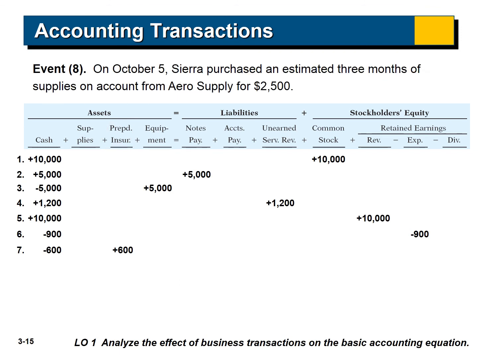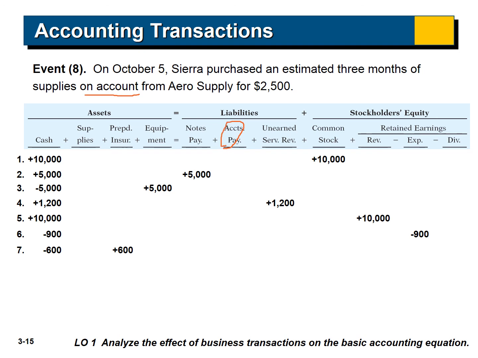Number 8, Sierra purchased an estimated 3 months of supplies on account from Aero Supply Company for $2,500. Now, some of you might think, shouldn't that be cash? But notice it says they bought that on account, which just means they didn't pay for it yet. It's equivalent to a credit card, in that you're saying to your supplier, I'll pay for it later. So you owe them that money later, and that's what we call accounts payable.